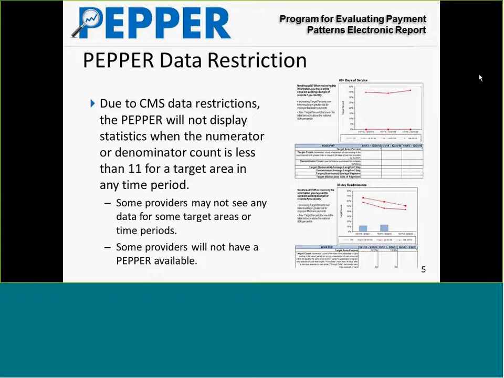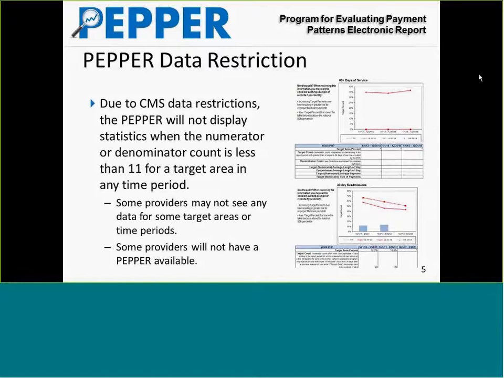In addition, jurisdiction or state percentiles are not calculated if there are fewer than 11 PHPs that have reportable data for a target area and a time period in the jurisdiction or in the state. In those instances, the percentiles would not be reported and users would see blank cells. So if you see missing data in your PEPR, as in the sample images here, either in the graph, the data table, or in the comparison data table, it is due to this restriction and not to any error or problem in the PEPR itself.